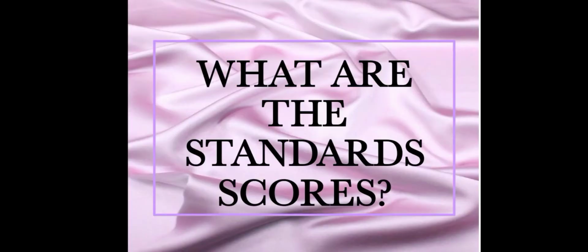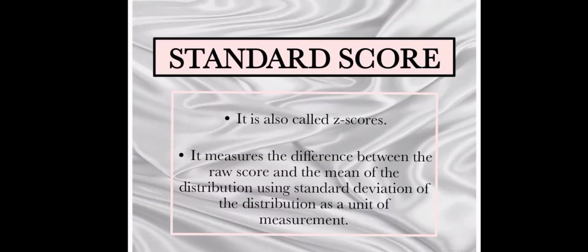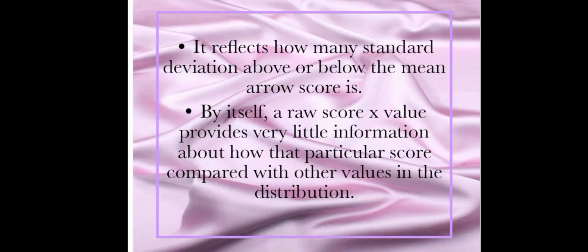What are the standard scores? Standard score, it is also called z-scores. It measures the difference between the raw score and the mean of the distribution using the standard deviation of the distribution as a unit of measurement. It reflects how many standard deviations above or below the mean.